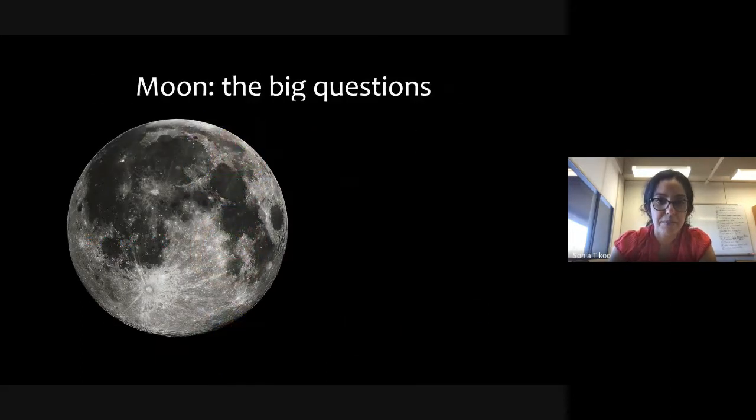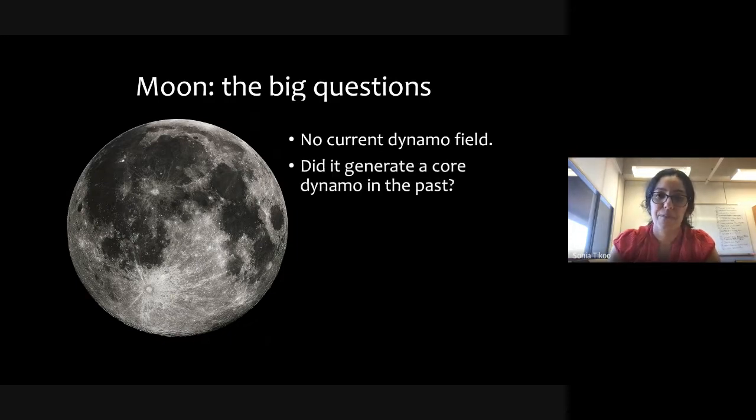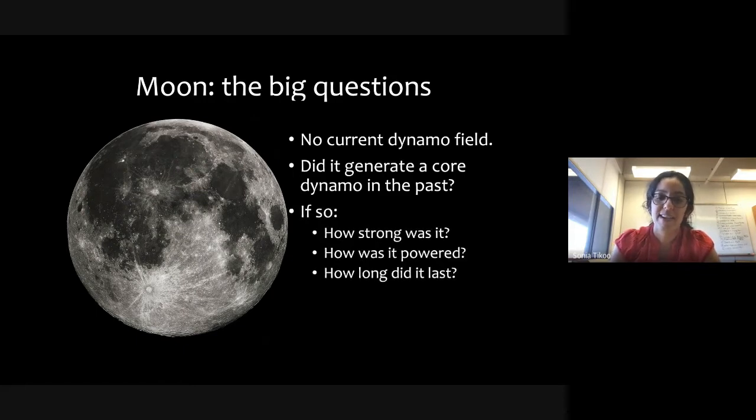And so when it comes to the moon, the big questions that we are trying to address are: there's no current dynamo field operating on the moon. We have known this since very early on, since the Russians first launched probes to orbit the moon and measure its crustal magnetism. But we were interested in learning, did the moon generate a core dynamo in the past? If it did, how strong was that field? How was it powered, and how long did it last?